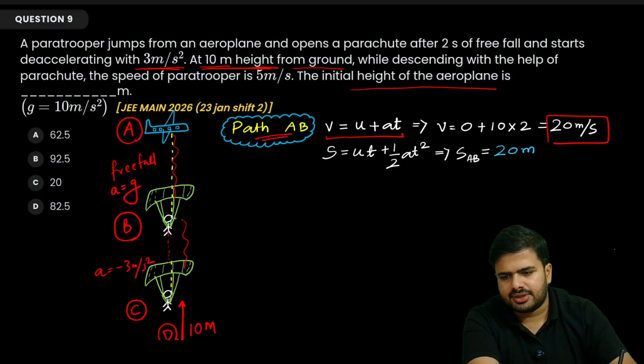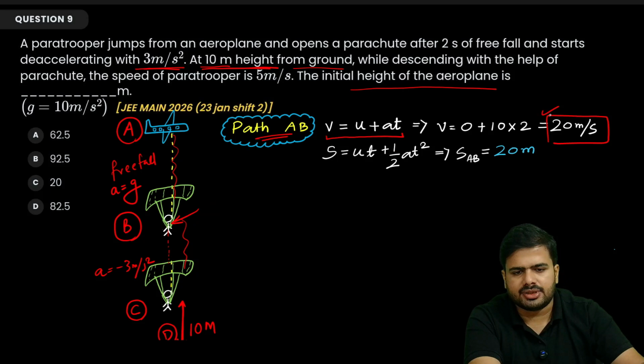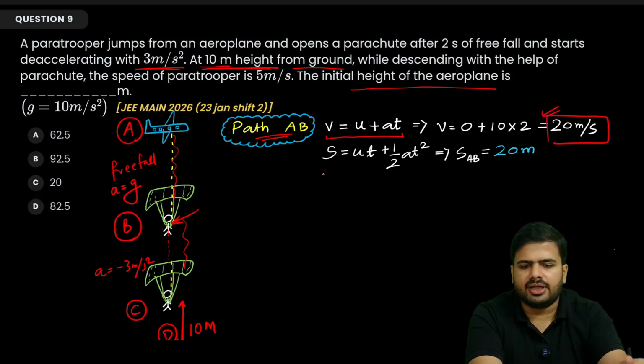And easily we can get the velocity at point B. Once the person reaches point B, he will have a velocity of 20 meter per second. And what is the distance traveled? We can apply s equals ut plus half at square. So the distance traveled here comes as 20 meter.